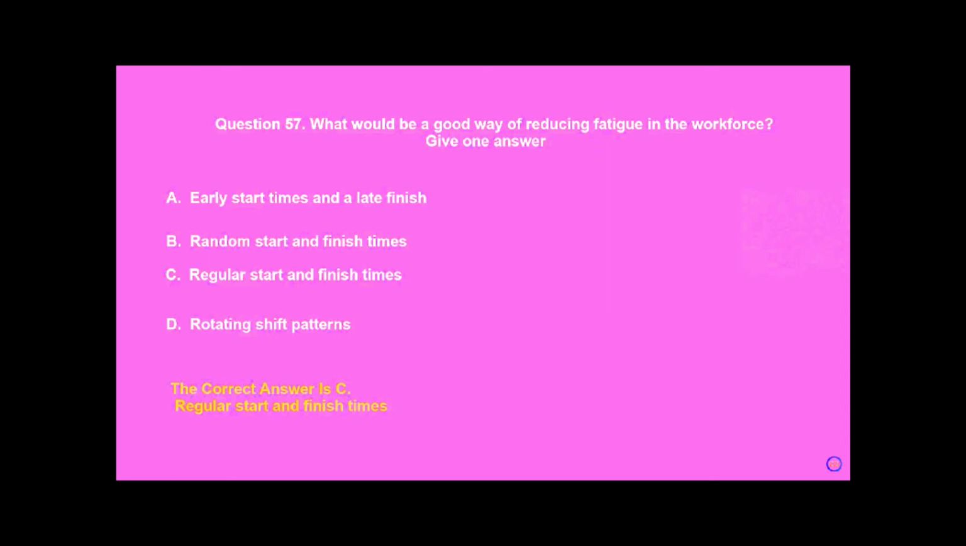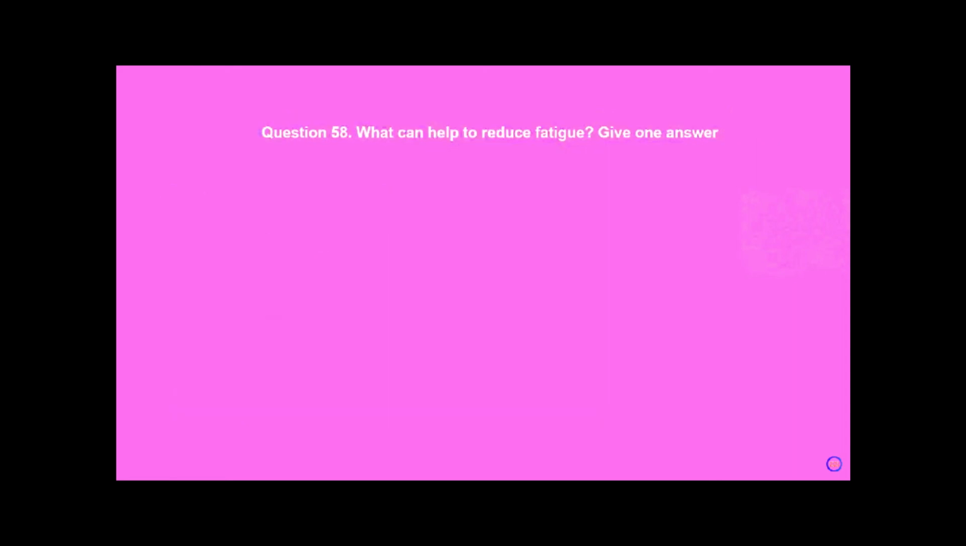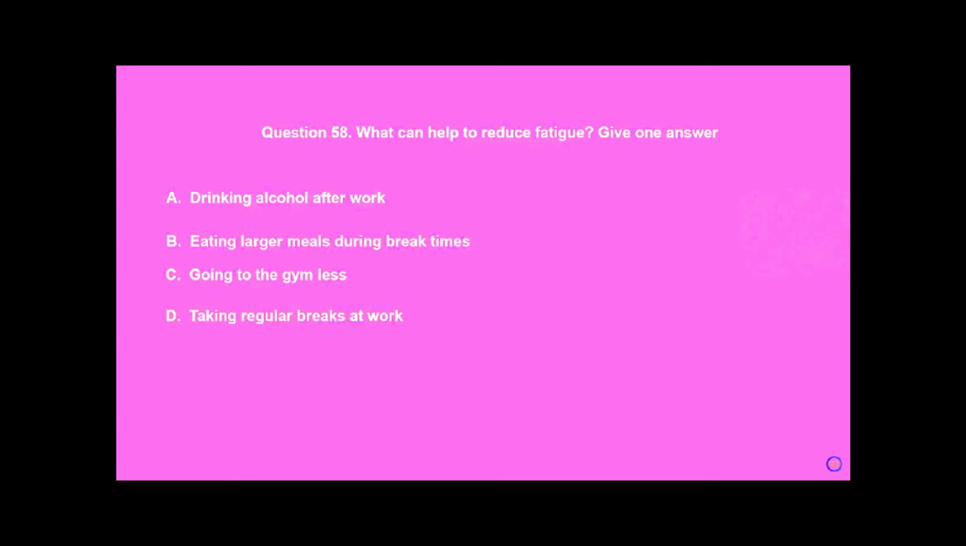Question 58. What can help to reduce fatigue? Give one answer. A. Drinking alcohol after work. B. Eating larger meals during break times. C. Going to the gym less. D. Taking regular breaks at work. The correct answer is D. Taking regular breaks at work.